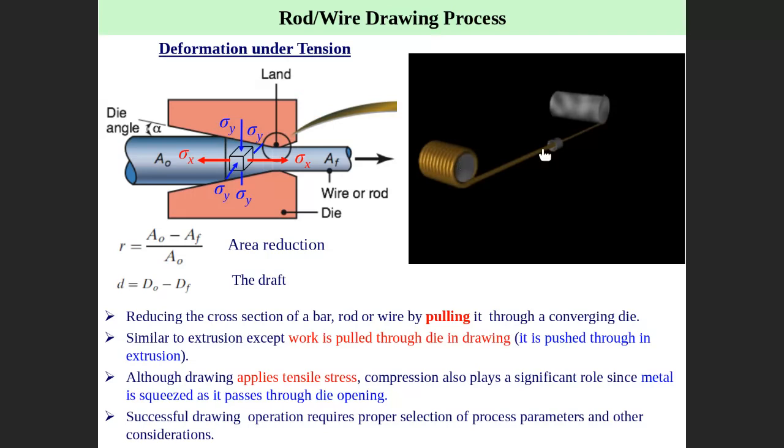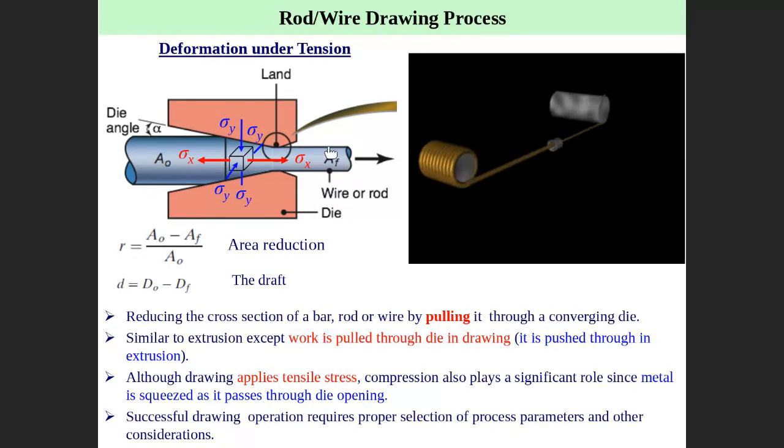Here is wire and bar drawing. We're pulling, and this is a die to pull the wire. We have what we call area reduction. R is the area reduction, which is AO minus AF, where AO is the initial area and AF is the final area, divided by AO. We call it the area reduction. The reduction in diameter, DO minus DF, is the draft.